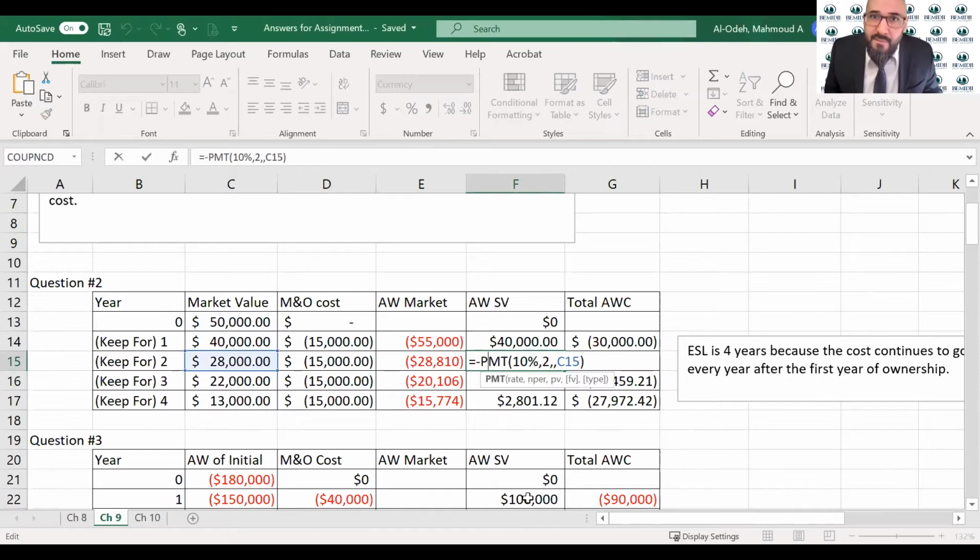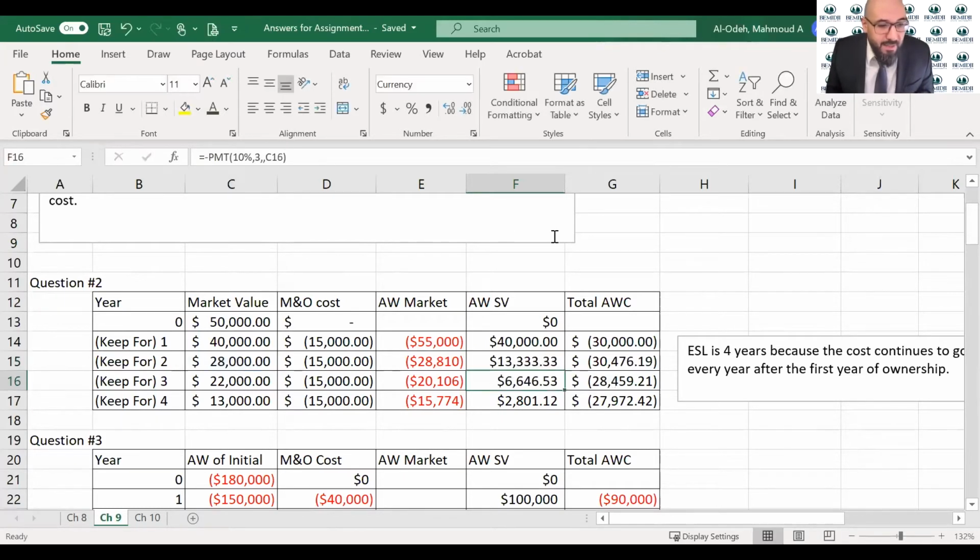Do the same thing for the annual worth of the salvage value, and we know if we want to keep it for 2 years, at that point the salvage value would be 28,000. We're going to get a salvage value of 28,000. So we need to do a conversion for that to find what would be the annual worth of the salvage value. PMT 10%. We're going to keep it for 2 years. Nothing for the PV parameter here, and the future value would be that value on C15, which is 28,000. All right, we're done with that. Now add it together. That will give you 30,476 as the total annual worth for this asset.